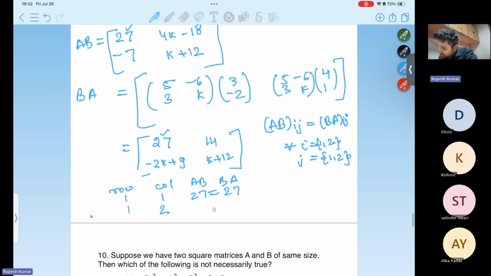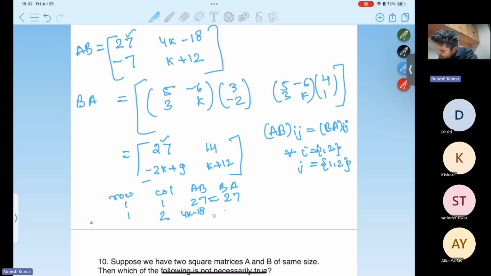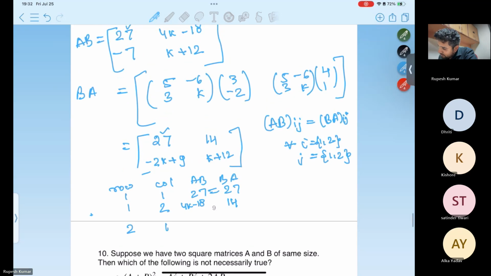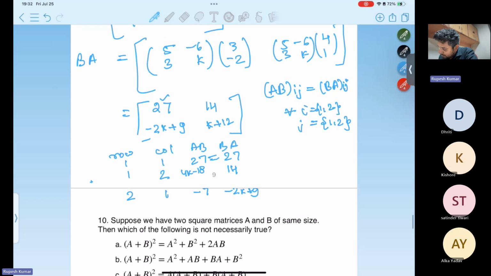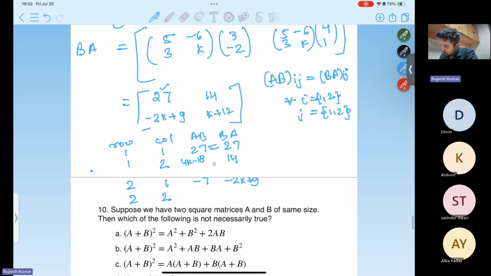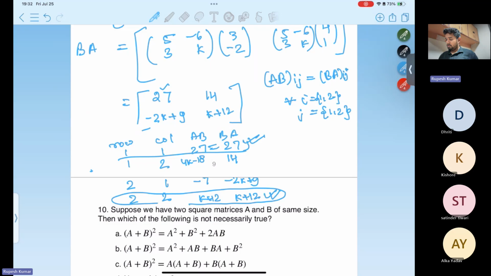Row 1 column 2, AB is 4K minus 18, BA is 14, right? Then row 2 column 1, you have minus 7 AB and minus 2K plus 9. And row 2 column 2, you have AB as K plus 12, right? And BA K plus 12. So from the first row, first column and last row, last column, you can always say these two are equal, right? So you don't need to do anything regarding these. But for the middle elements, you need to solve this equation.